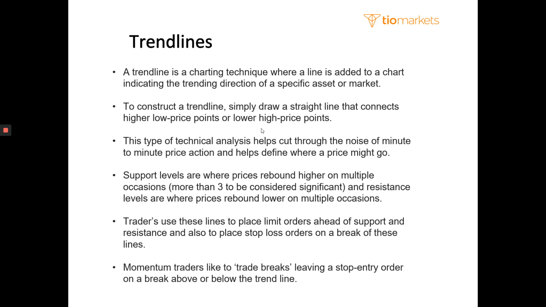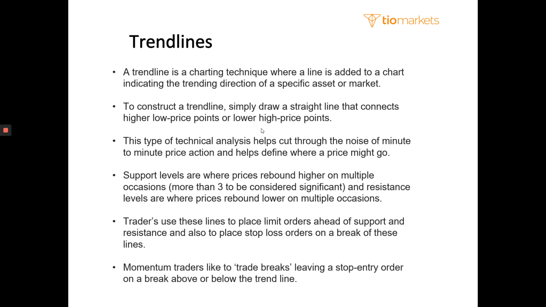So, trend lines. What is a trend line? A trend line is a charting technique where a line is added to a chart indicating the trending direction of a specific asset or market. To construct a trend line, you simply draw a straight line that connects higher low price points or lower high price points, depending on whether it's an ascending or descending trend line. This type of technical analysis helps cut through the noise of minute-to-minute price action and helps define where a price might go. We're looking at a specific trend over a period of time, rather than concentrating on the minute-to-minute price action.